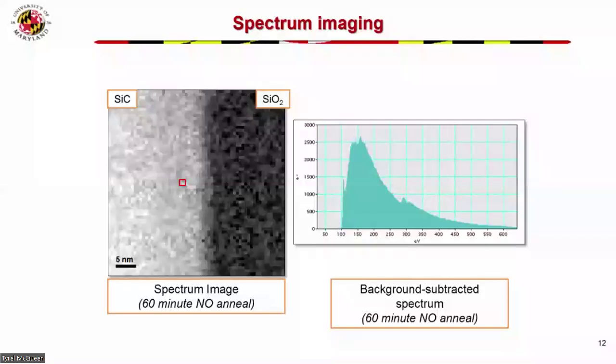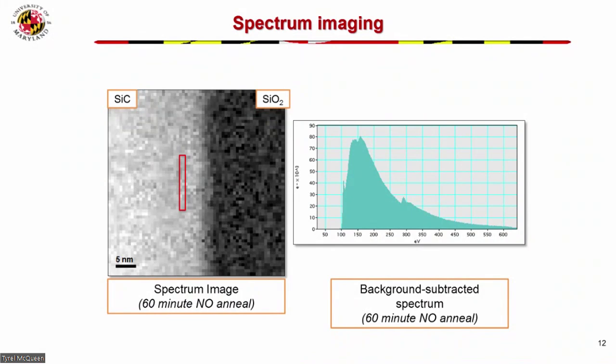So this is silicon carbide, this is silicon dioxide. This would be the silicon edge. This is the carbon edge, and the oxygen is at 532 eV. So there shouldn't be any oxygen here. We can actually sum several pixels to increase the intensity and improve the signal to noise ratio. Because this is all silicon carbide, we get basically the same kind of spectrum. This is just the sum of all the spectra along this red rectangle.